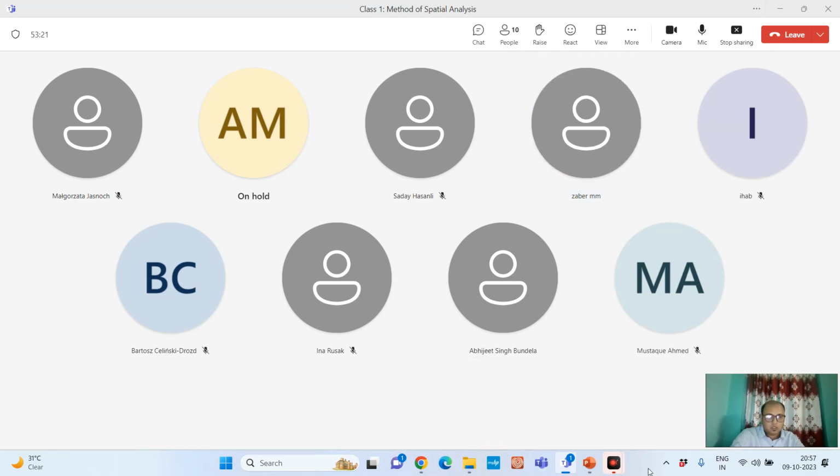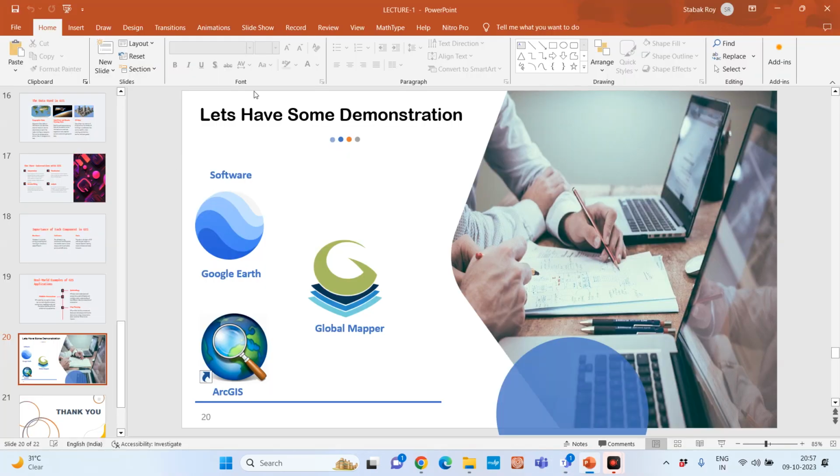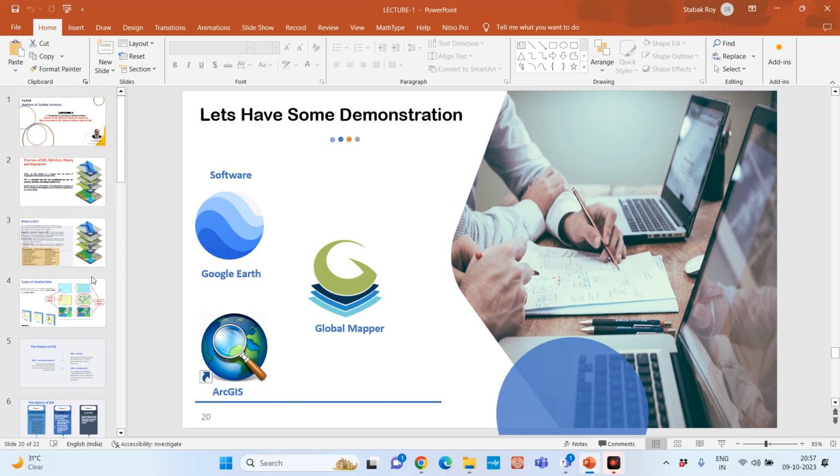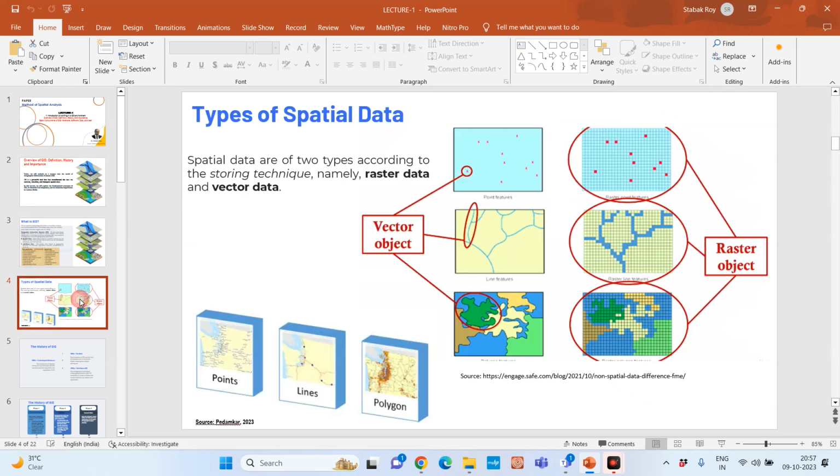Okay. So now what I will do is give you some demonstration about the particular thing, because a few of them are from a different discipline, so they don't know the particular terms, especially vector data and raster data, the point feature, line and polygon and all. So we go with the types of spatial data. There are basically two types, vector and raster. So what is vector data?